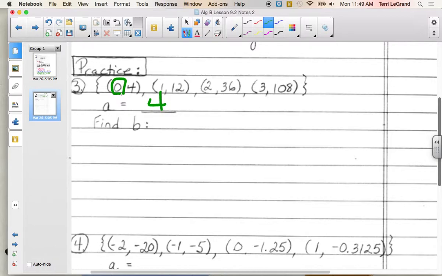12 and 36. Which one would be on top, the 12 or the 36? 36. These are the y values. So we have 4, maybe we should put them in a table. Would that be easier to see? So 36 divided by 12: take a y value, divide by the previous y value. How many 12s are in 36? 3.